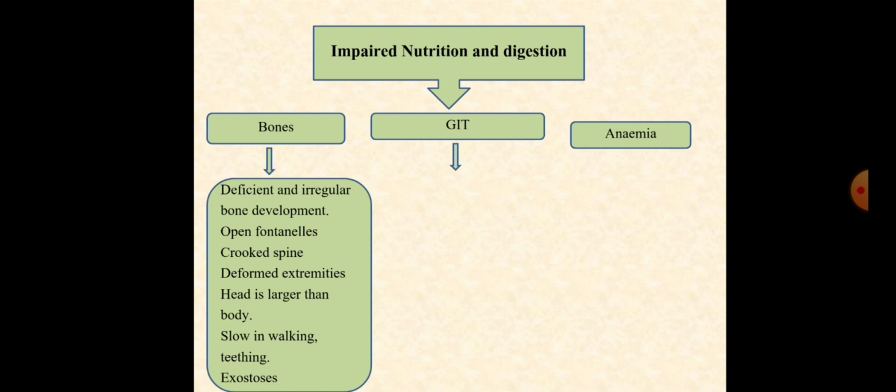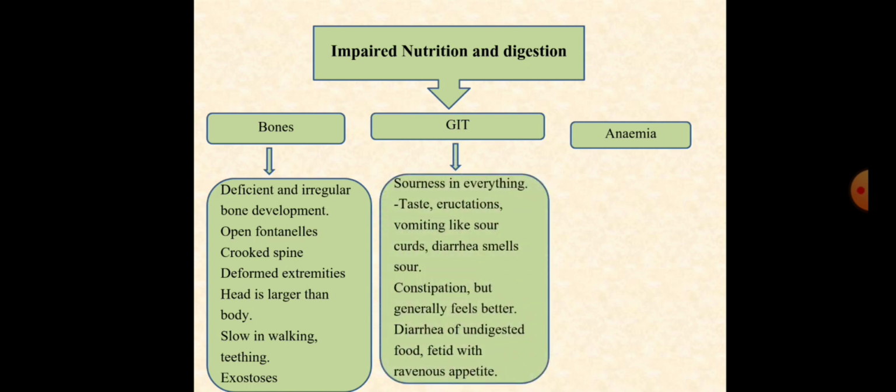Then in GIT, what symptoms will they have? Because of malnutrition, they will have sourness in everything. Sour taste, sour eructations, sour vomiting like sour curds, diarrhea also smells sour. They will have constipation, but generally they feel better when constipated, and diarrhea of undigested food with ravenous appetite. They have excessive appetite and offensive stools.